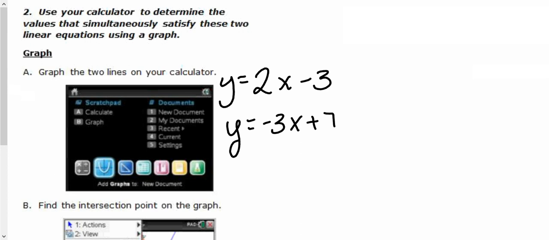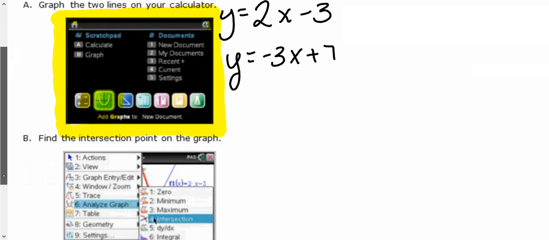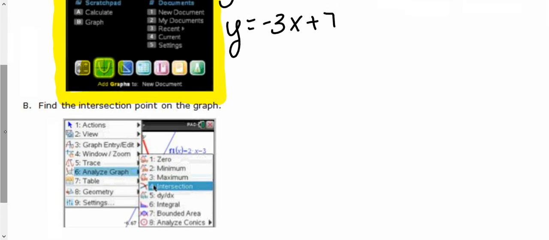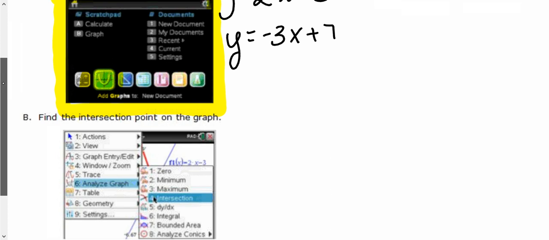So on your calculator, you're going to graph the two lines. You can see right here in my first screen, paying attention to this screen right here. On your home screen, you're going to locate your graph. So find that U shape, go to that graph. After you locate that and go to that graph, a graph should pop up. And you are going to type in the top. We're not quite to B yet, but at the top you're going to type in these two equations.